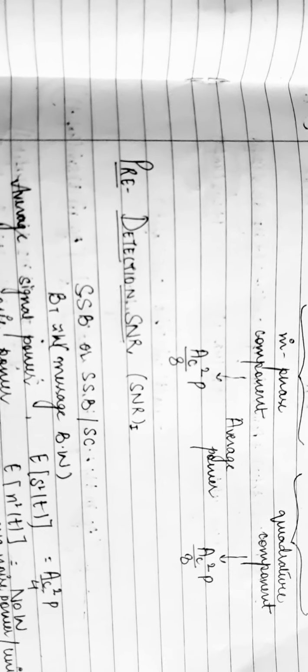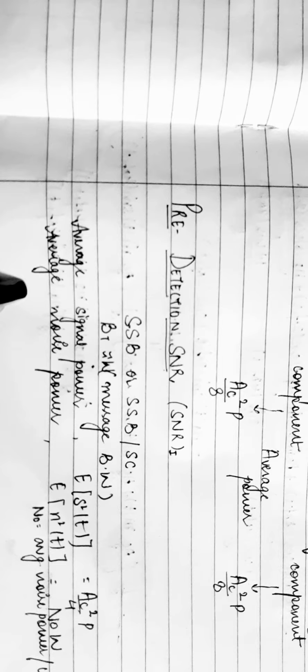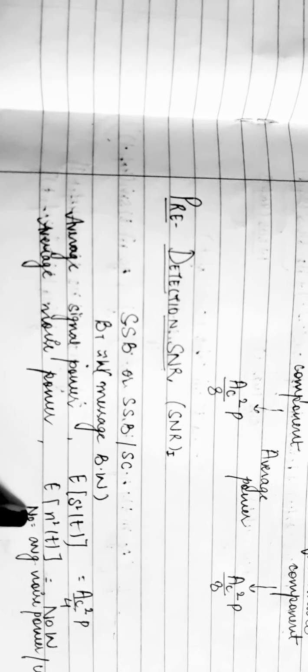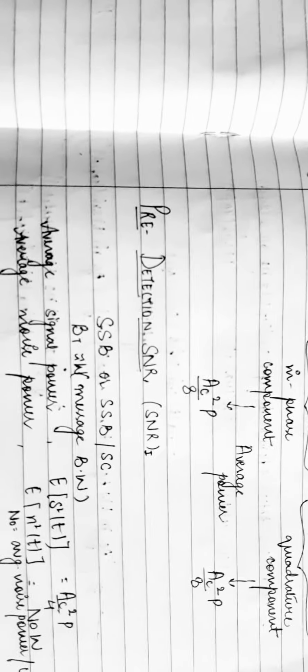Now next we'll discuss the pre-detection SNR, that is, the signal to noise ratio at the input. We know that the transmission bandwidth is equal to W, that is the message bandwidth. The average signal power, represented in terms of expectation, E[s²(t)] is equal to Ac² upon 4 into P, while the average noise power is represented in expectation form as E[n²(t)], which is equal to N0 W, where N0 is the average noise power per unit bandwidth. So from here we can see the input SNR is Ac² P upon 4 N0 W.